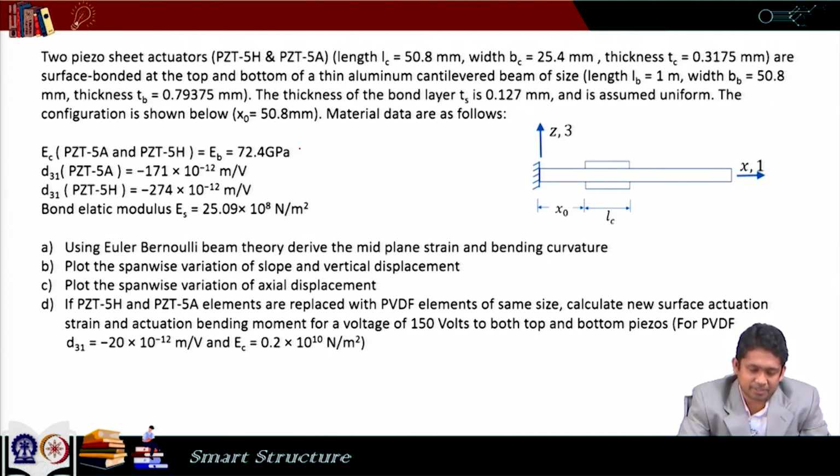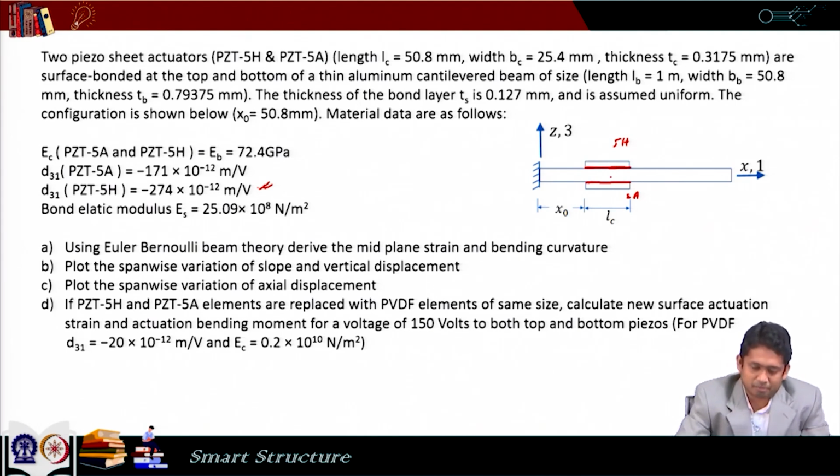These are the material data. 72.4 GPa has been considered to be the elastic modulus of both piezo and the beam, and D31 of the PZT5A is minus 171 multiplied by 10 to the power minus 12 meter per volt, and D31 for the PZT5H is this. So, this is our 5A at the bottom and 5H is at the top, and bond elastic modulus is given. So, there is a thin bond layer between the piezo and the beam.